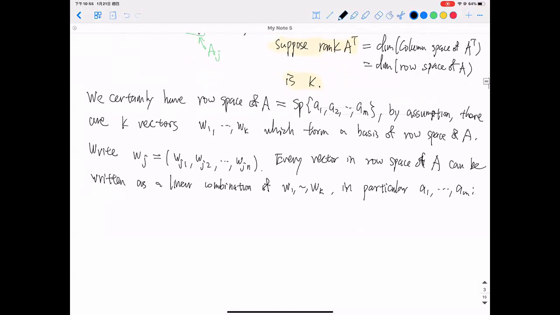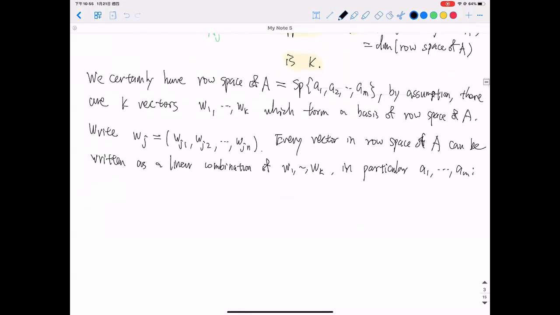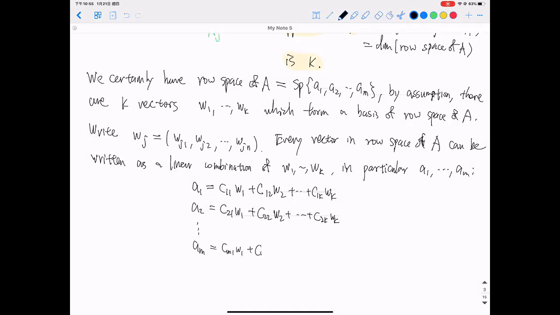Okay, let's pick some notation for that. A1 is, say, C11 W1 plus C12 W2 plus ... plus C1K WK. A2 is C21 W1 plus C22 W2 plus ... plus C2K WK, and so on. AM is CM1 W1 plus CM2 W2 plus ... plus CMK WK, right?